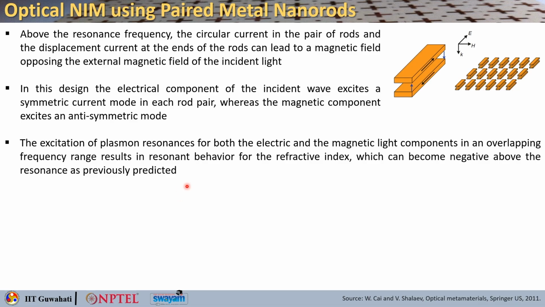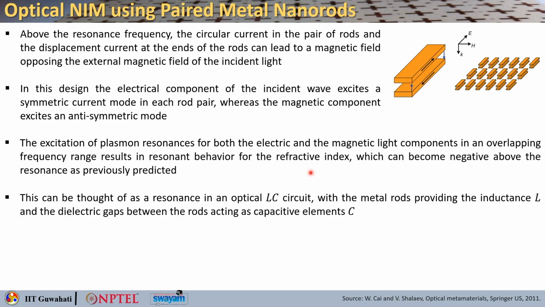So, the excitation of the plasmon resonance for both the electric and the magnetic light component in an overlapping frequency range will result in a resonant behavior for the refractive index, which can become negative above the frequency, as was previously predicted. This can be thought of as a resonance in an optical LC network. The rods will behave like the inductor and the gaps will behave like capacitors.